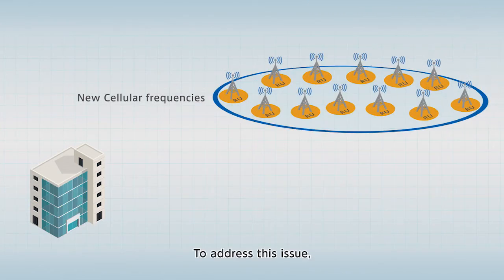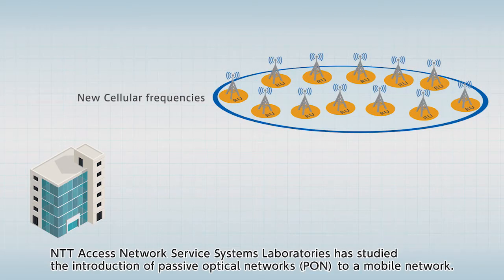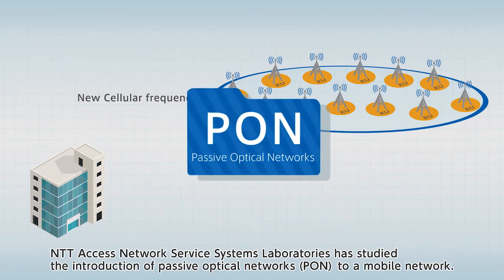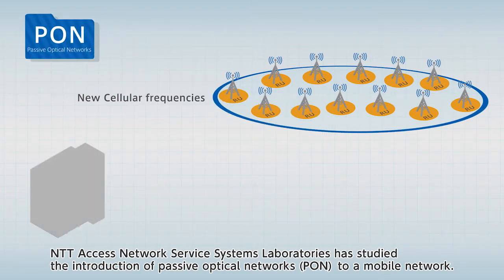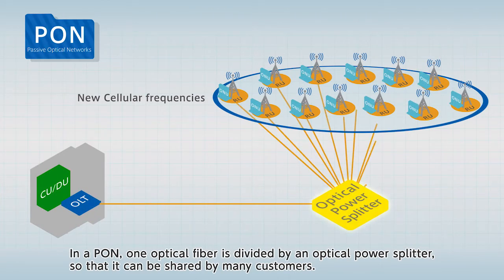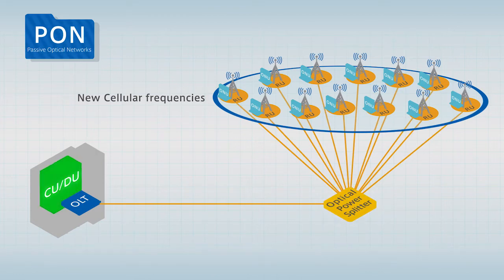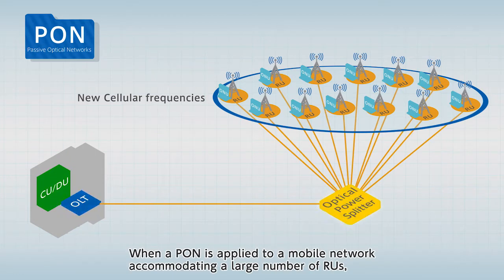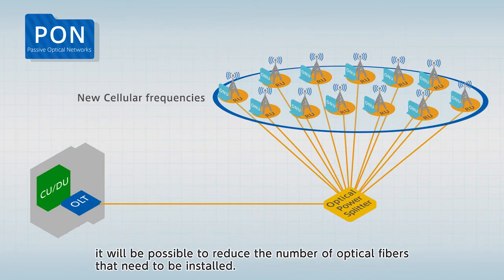To address this issue, NTT Access Network Service Systems Laboratories has studied the introduction of passive optical networks, PON, to a mobile network. In a PON, one optical fiber is divided by an optical power splitter so that it can be shared by many customers. When a PON is applied to a mobile network accommodating a large number of RUs, it will be possible to reduce the number of optical fibers that need to be installed.